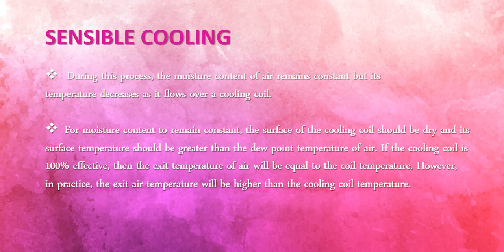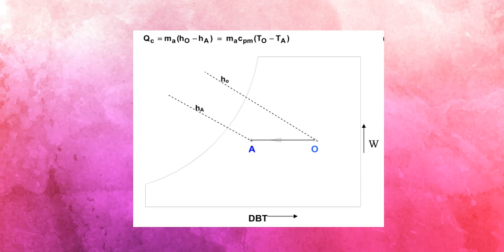Now, for the moisture content to remain constant in this process, since the humidity is kept constant, the surface of the cooling coil should be dry and its surface temperature should be greater than the dew point temperature of air. If the cooling coil is 100% effective, the exit temperature of the air and that of the coil should be equal. However, in practice, there is no such process that is 100% efficient or effective, and as such, we always expect our exit air temperature to be higher than the cooling coil temperature.